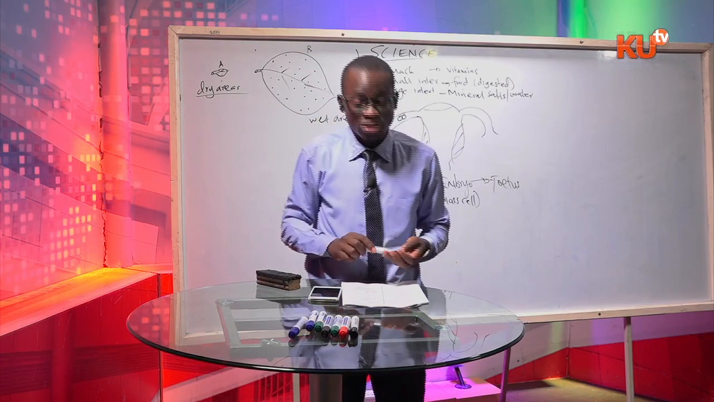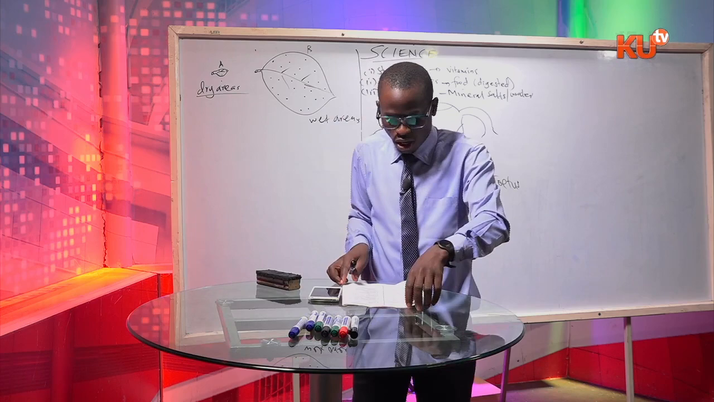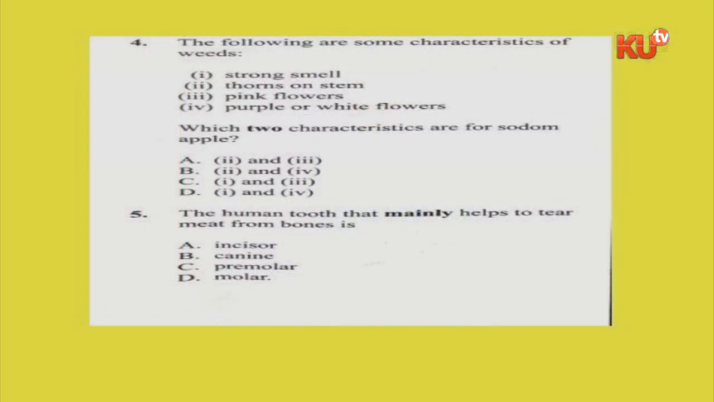Question number four, boys and girls. Let's go to question number four. What does question number four say? Let's read together, boys and girls. The following are some characteristics of weeds.